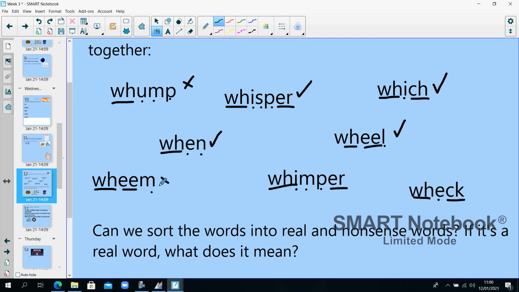Weem is a nonsense word. Whimper is a real word. A dog might whimper when it wants something. And weck is a nonsense word.